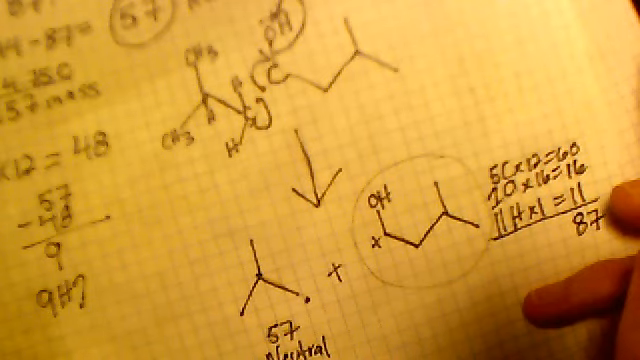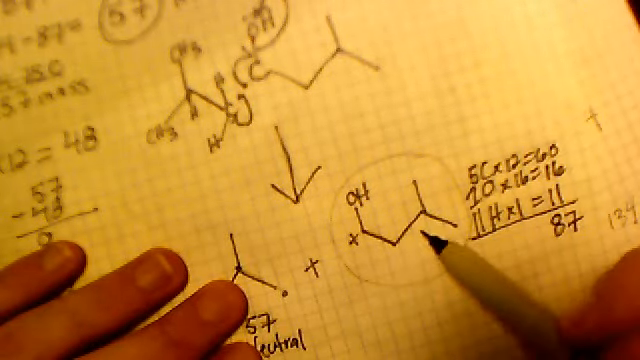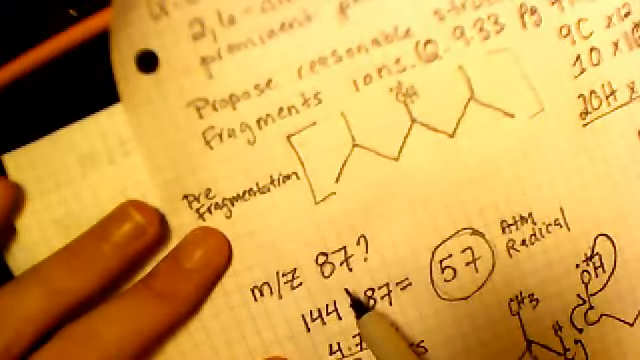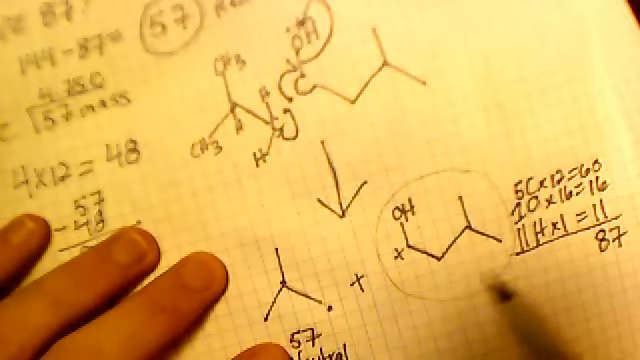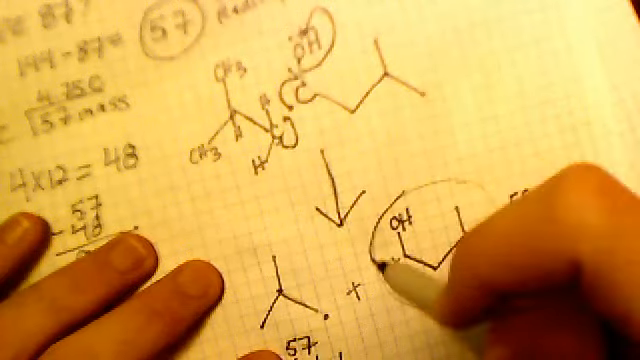When you're typing this answer into Wiley for MZ87, you have to put it just like this, with the positive charge right here. Otherwise, it won't take it. So that's how you have to do it in Wiley.